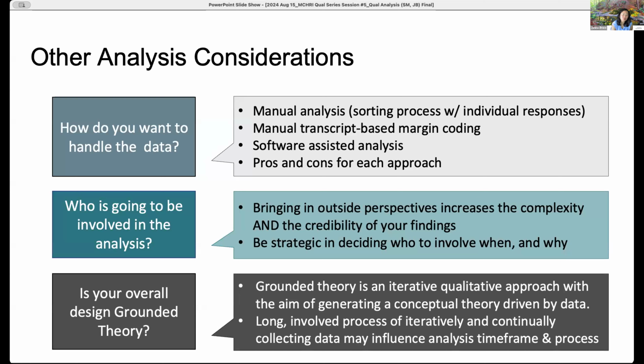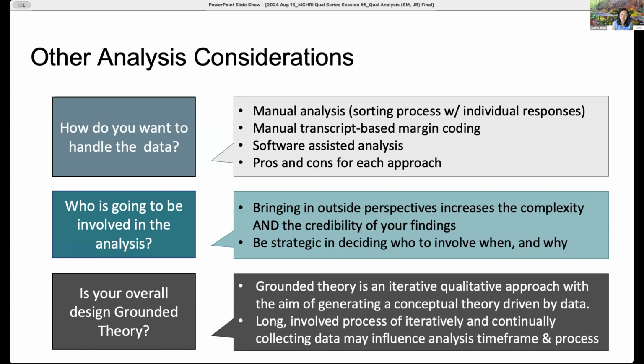And as you embark on this process, you really want to think about how you want to handle your data, what type of analysis you're doing, the fundamentals of margin coding or using software. There are pros and cons to each approach, and you as the PI in your study get to make some recommendations and discuss it with your team and identify what process works best for you.